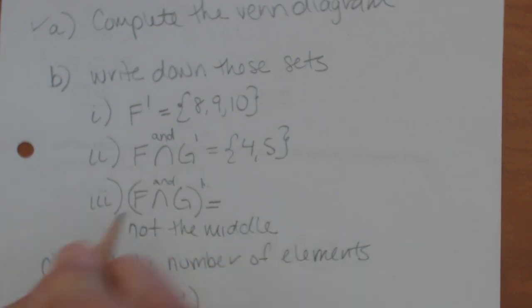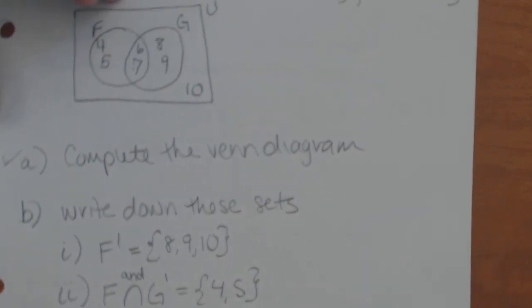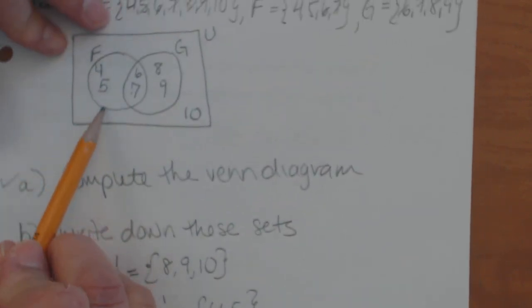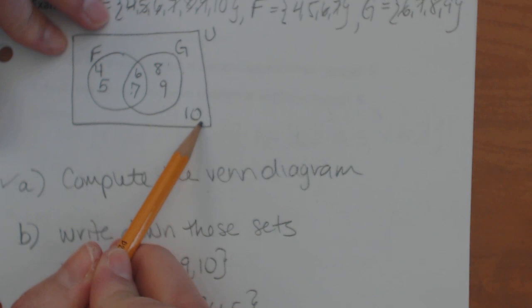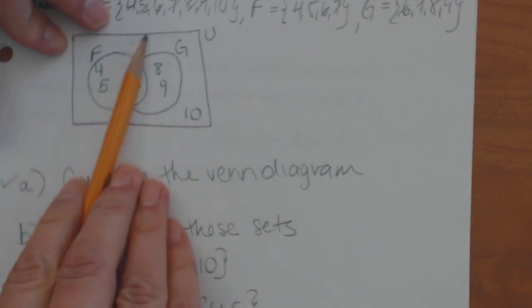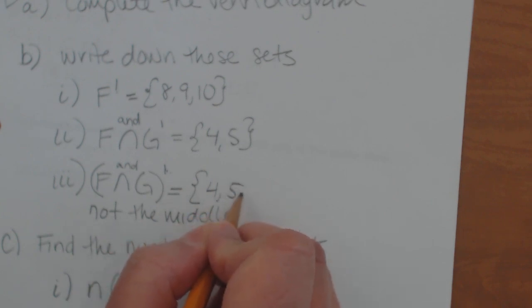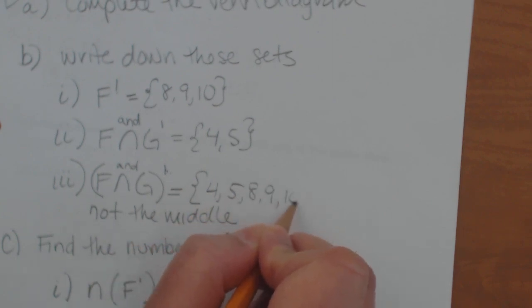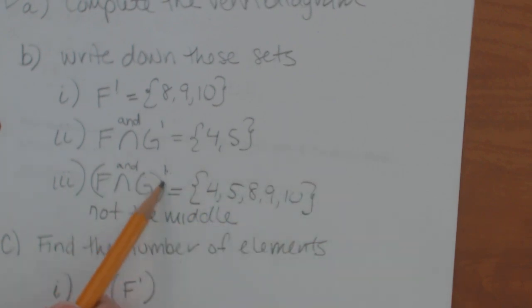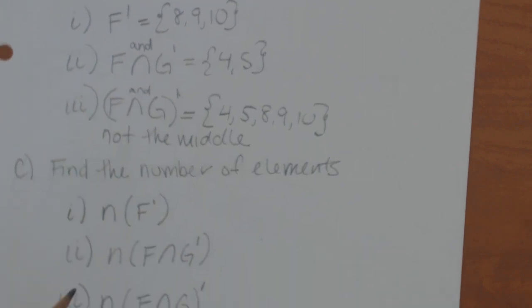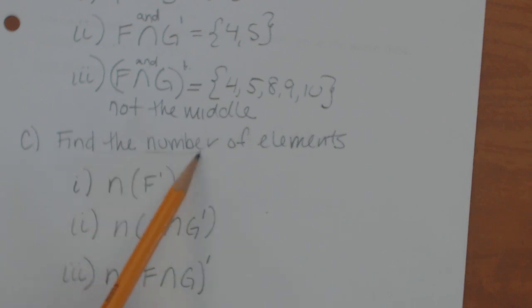So let's see what numbers are not the middle. Okay. So we have 4, 5, 8, 9, and 10 are not the middle. So we cannot have 6 or 7. So let's write those down: 4, 5, 8, 9, and 10 are not the middle. So that's what these parentheses tell you. So be careful.